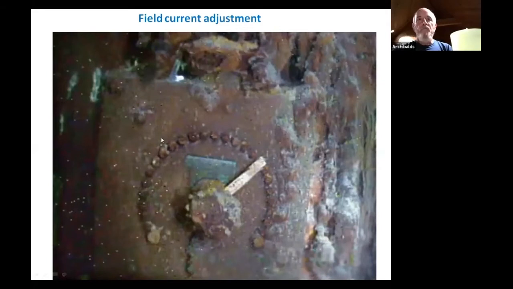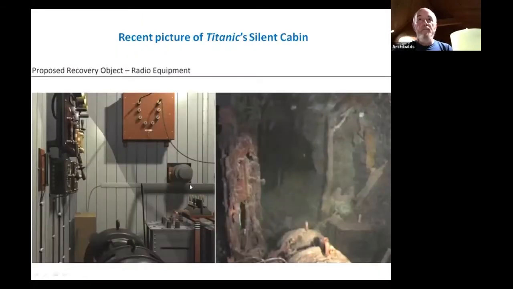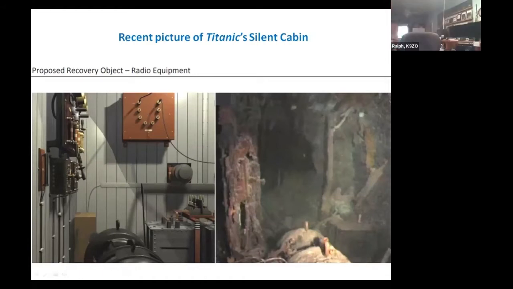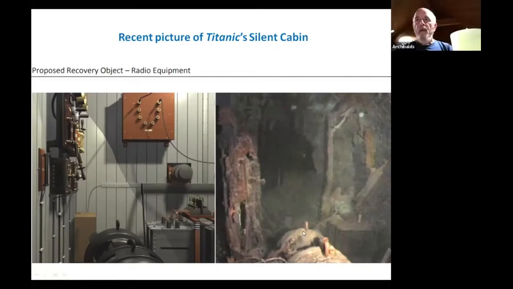Here's another shot in there of what we believe it looked like. Here's the spiral inductance, and here's the jigger up here, and of course the motor alternator. And here's the way it looks. This is a recent one, and it's recent because you see this proposed recovery object. Legal permission has just been granted for a group who call themselves Titanic Incorporated to go down and try to rescue what's left of the radio equipment.